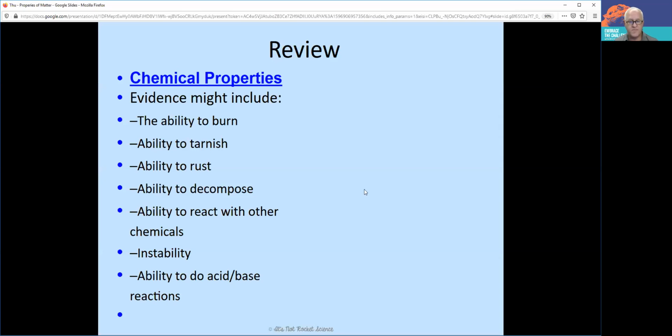So let's review. Chemical properties. Evidence might include the ability to burn, the ability to tarnish, the ability to rust, the ability to decompose, break down into something else, the ability to react with some other chemicals. Chemicals can be stable or unstable. They can also have the ability to work with acids and bases in reactions.